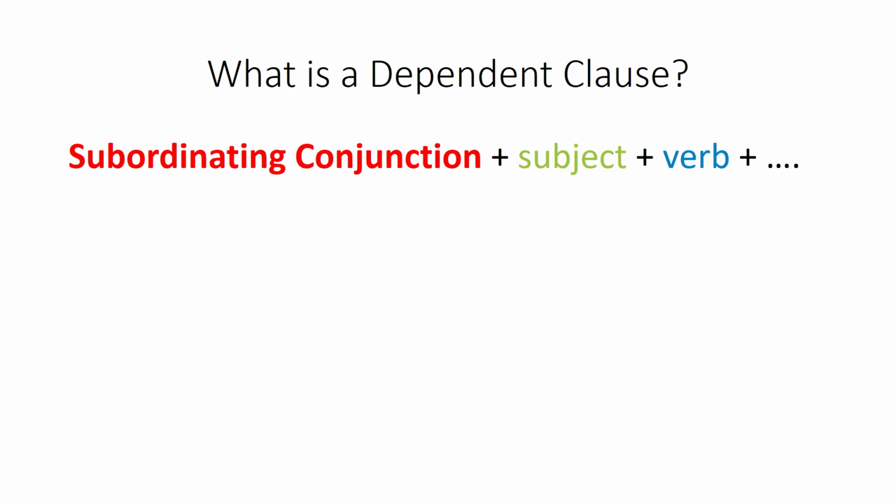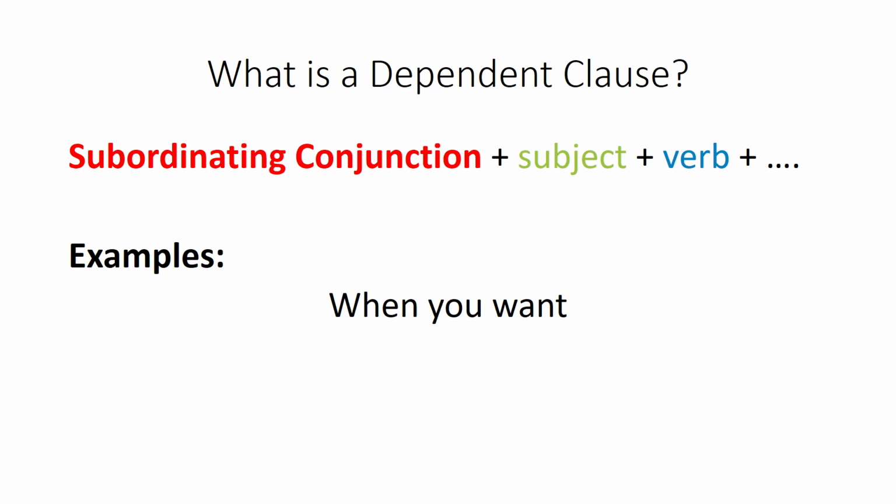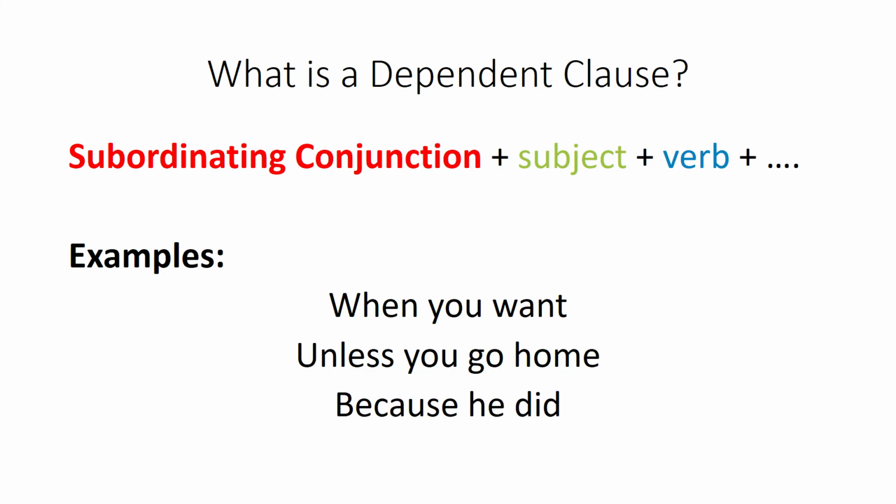So think about it this way. It is exactly like an independent clause, except in front of the subject is a subordinating conjunction. Here are some examples: when you want, unless you go home, and because he said.